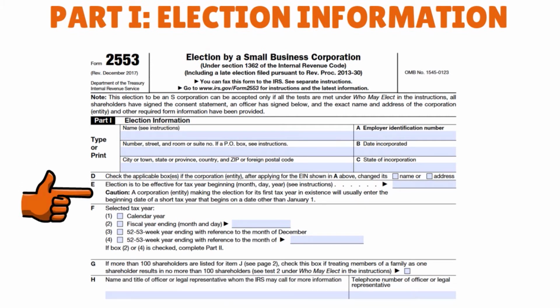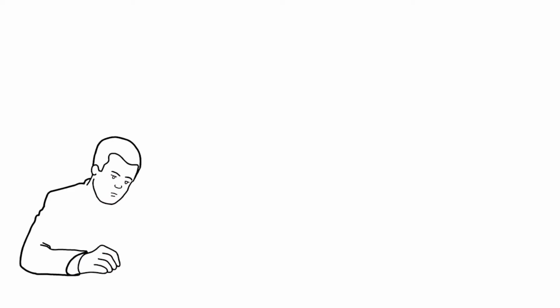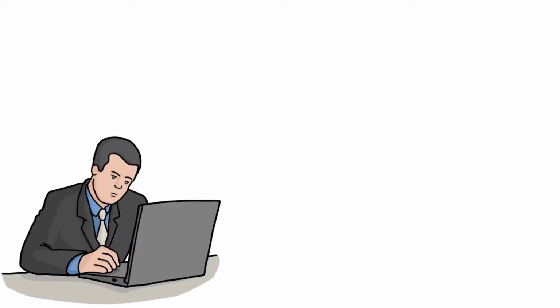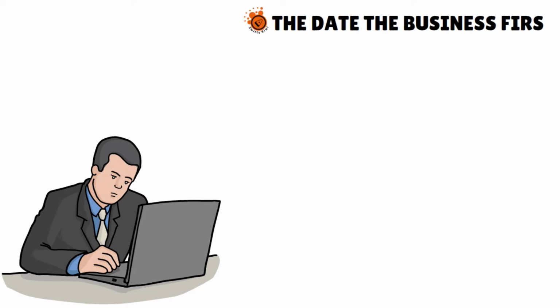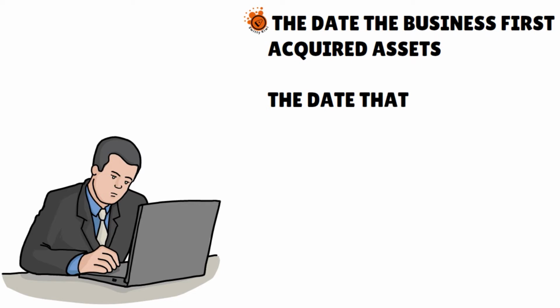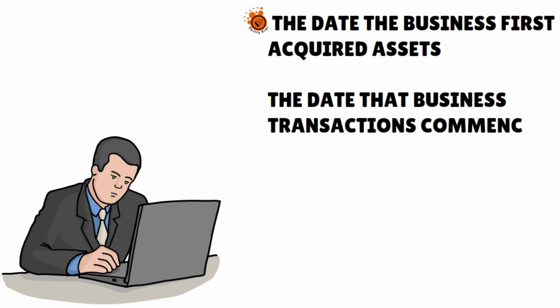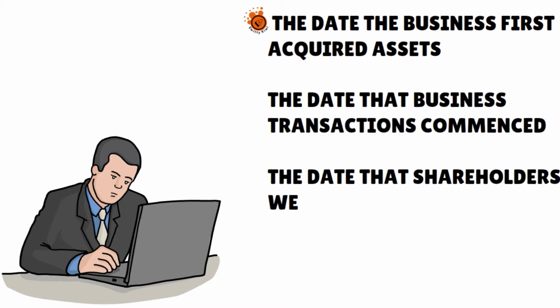And you want to pay careful attention to filing deadlines. Very important, folks. In most cases, you must file Form 2553 no later than 2 months and 15 days after the effective date of S corporation election. If you have a new business and are electing S corporation tax status for your very first tax year, you want to put down the earliest of these dates in item E: the date the business first acquired assets, the date that business transactions commenced, or the date that shareholders were first acquired.